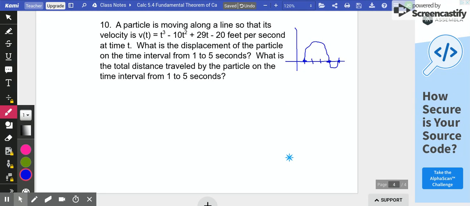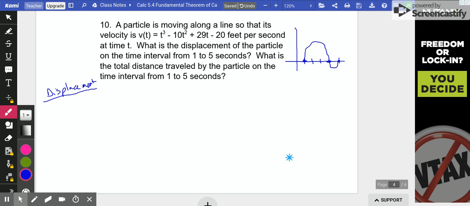Okay. So if we want to find displacement, we'll do that first. This is displacement. We're just going to do the whole thing. We're going to take the antiderivative from 1 to 5 of this entire function: t cubed minus 10t squared plus 29t minus 20 dt. Okay, we're just going to take the antiderivative.